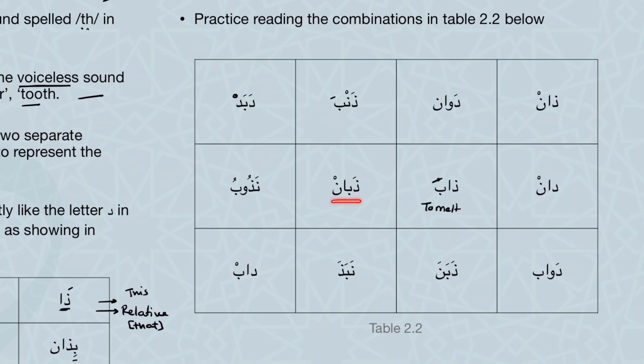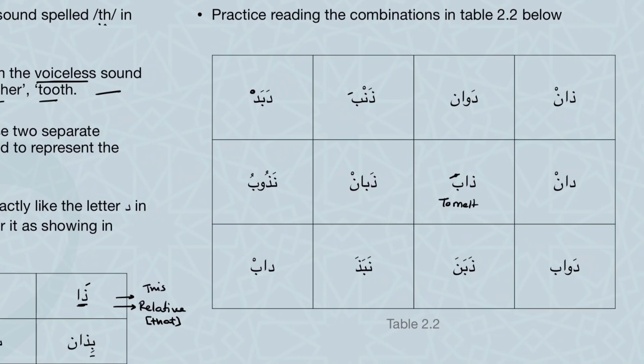Next one is there's a fatha on the dhal. There's a ba that has no fatha, but we know that it's a long "ah" sound because of the alif. And noon has sukun. So how do I pronounce it? I pronounce this dhaban, dhaban.